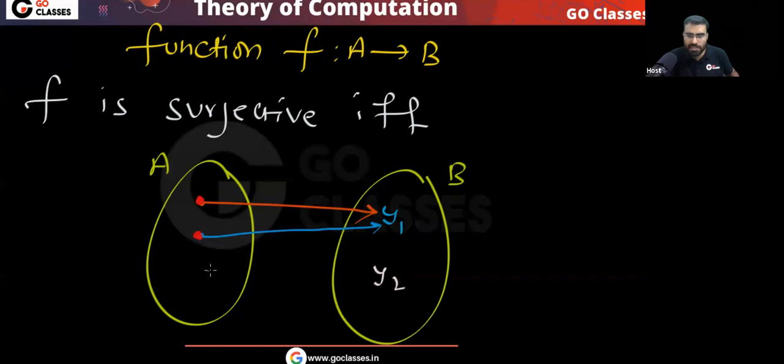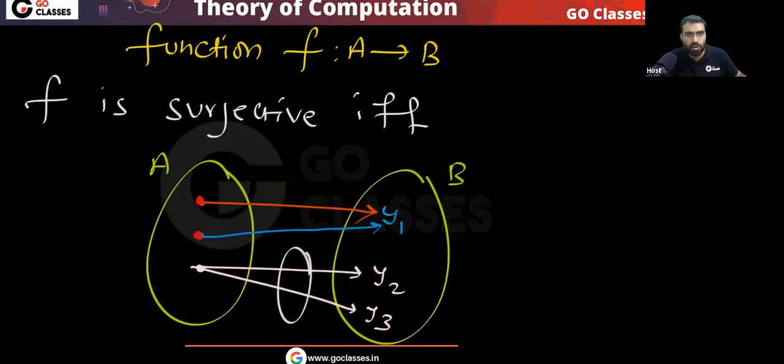For example, if you take this element, it also must be covered. Tell me, is this possible? No, this is not possible in a function, because this is a function. Remember, this is a function. Because it is a function, this is not possible. So the point is simple.